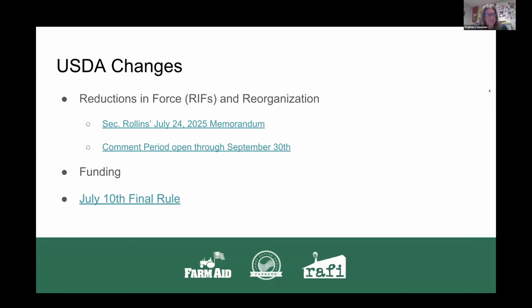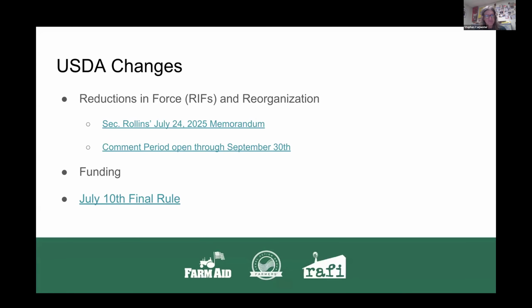And a couple things that I meant to say earlier but forgot, just to let you know, regarding the reorganization of USDA, there is a comment period open through September 30th. It's not an official comment period in the Federal Register, but anybody can send an email with their comment, and they've extended that deadline a couple times, and it is now September 30th.